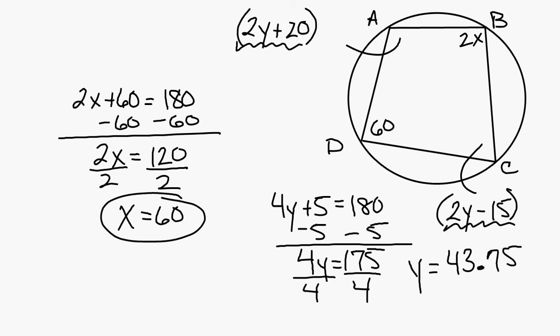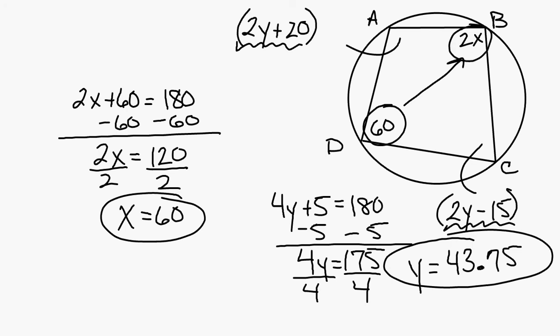So quadrilateral inscribed in a circle, opposite angles are supplementary. Alright, they sum to 180. Anybody have any questions on any of that information?